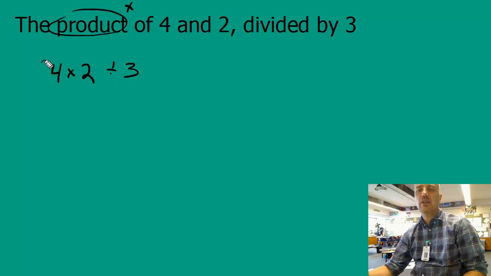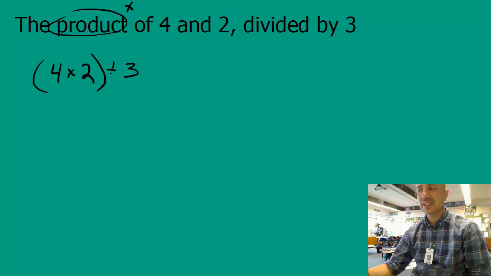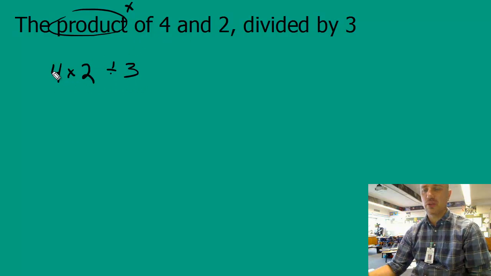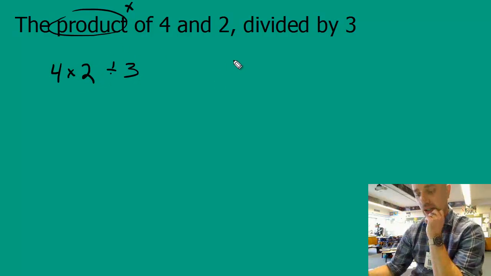Is it necessary for me to put parentheses in here? No, it's not. When we do our order of operations, we always start left to right, and we multiply and divide at the same rate. So I'm going to multiply these two first and then divide. I know that I want the product of 4 and 2, starting on the left, so that's the first thing to do. I don't need to put parentheses in there. So I could write it this way. I could also write it this way, 4 times 2 over 3.